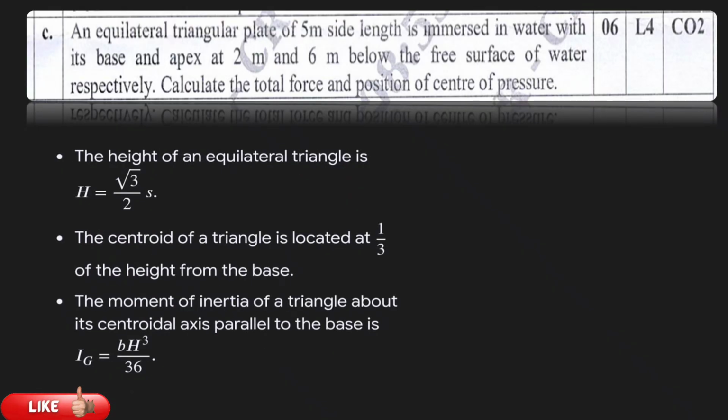The formula required to solve this problem is height of an equilateral triangle, h is equal to square root 3 divided by 2 into side of the triangle. S is side of triangle. The centroid of a triangle is located at 1/3 of the height from the base. We know that the moment of inertia of a triangle about its centroid axis Iz is equal to b h cube divided by 36.